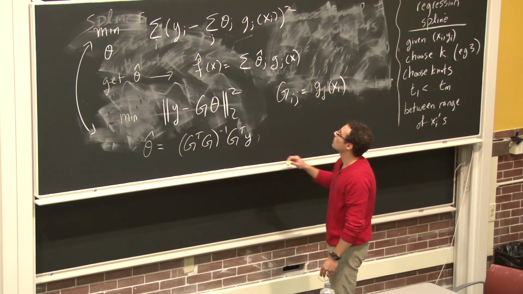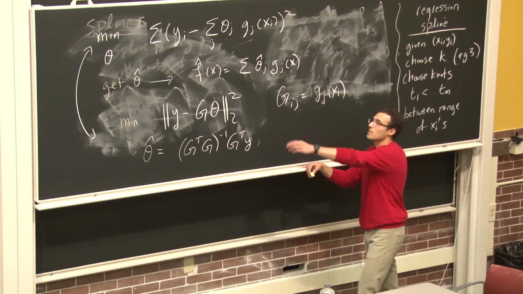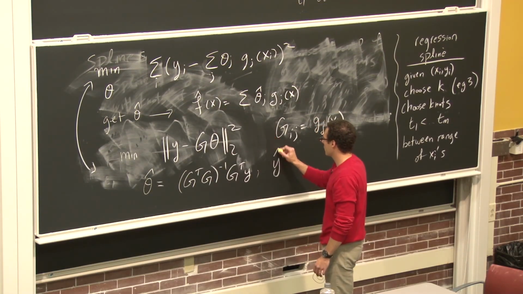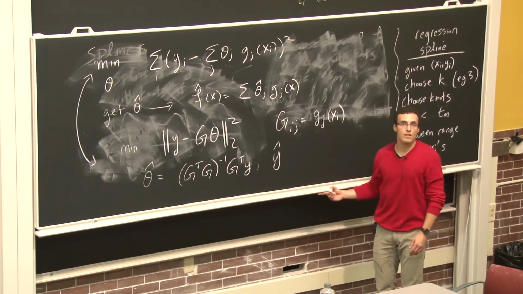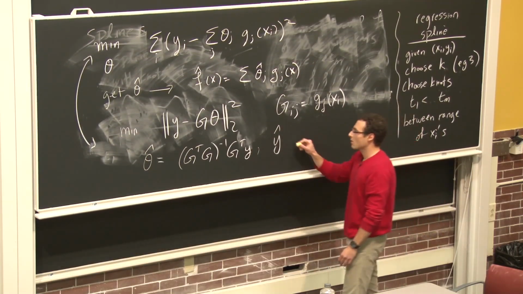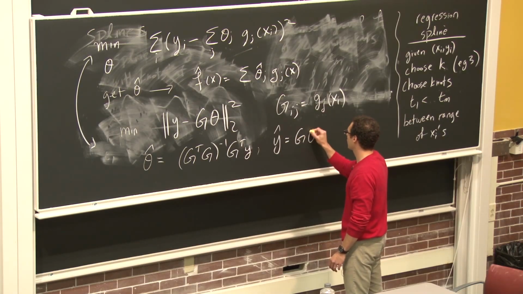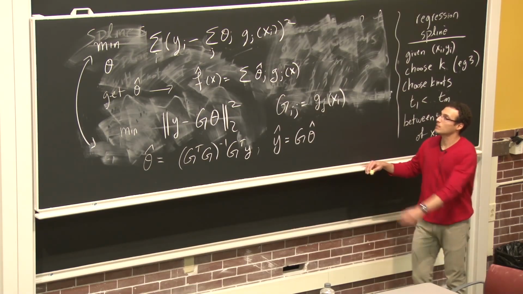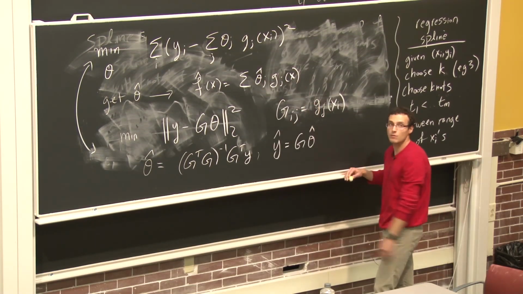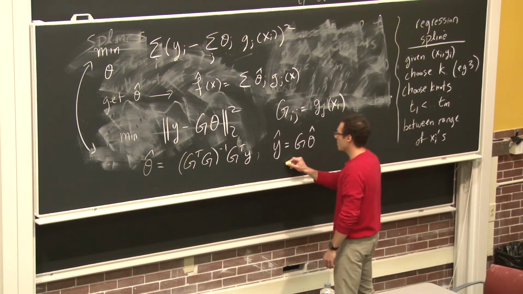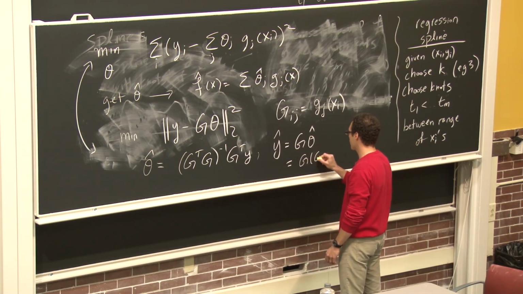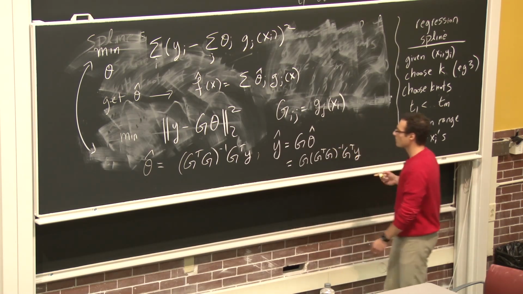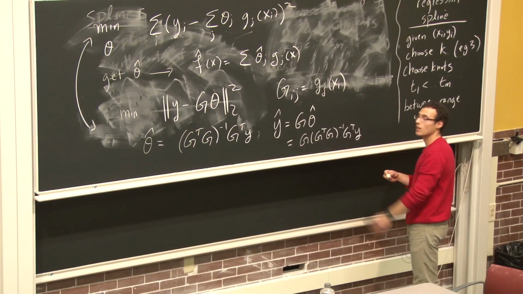And the fitted values, so the estimates f hat at the points xi, which we denote by y hat. So these are what I estimate the regression function to be at the input points. They're just given by G times theta hat. Right? That's exactly this, just evaluated at all the points x1 through xn. And this is just a linear function of y. Okay, it's just some linear transformation times y.